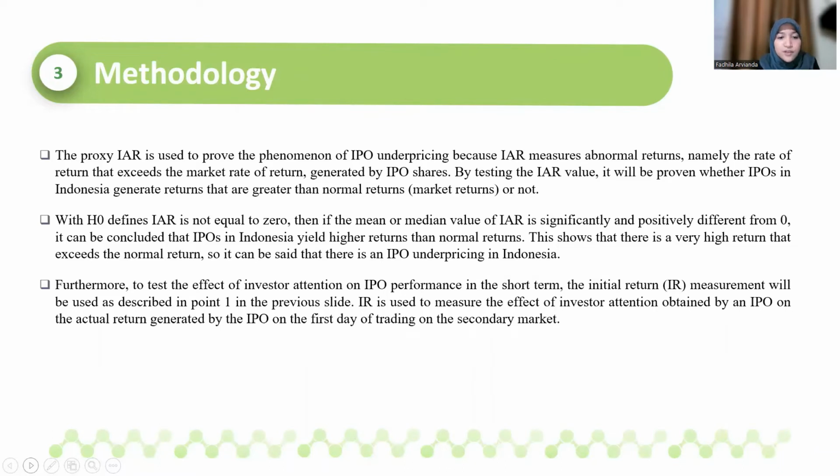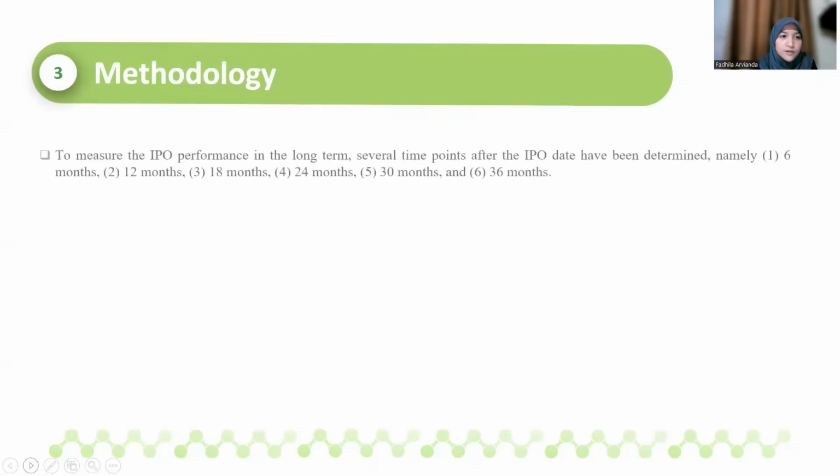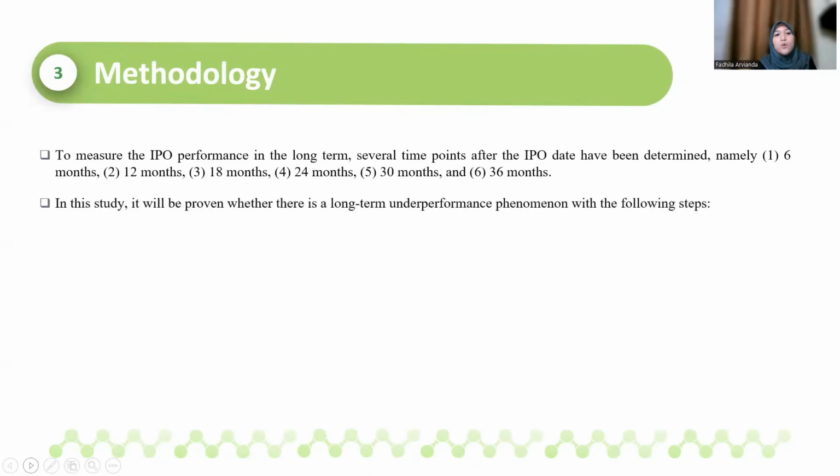Furthermore, to test the effect of investor attention on IPO performance in the short term, the initial return measurement will be used. Initial return is used to measure the effect of investor attention obtained by an IPO on the actual return generated by the IPO. To measure the IPO performance in the long term, several time points after the IPO date have been determined: 6 months, 12, 18, 24, 30, and 36 months.